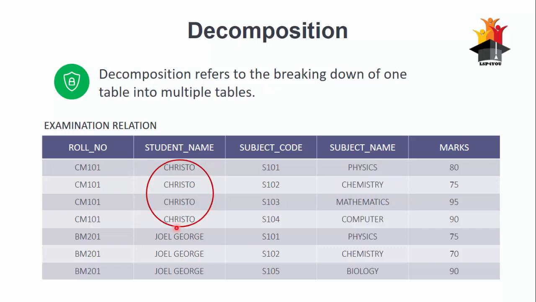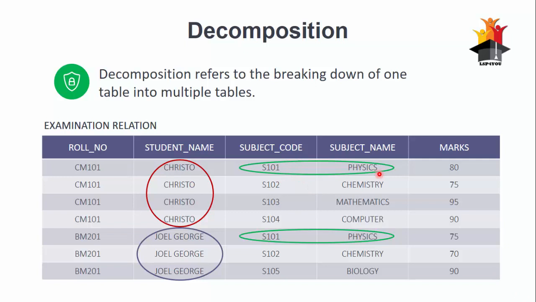The name of the student Christo has been repeated 4 times because he has written the examination for 4 different subjects. The name of the student Joel George is also repeated 3 times because he has written 3 examinations for 3 different subjects. Again, the subject code S101, subject name physics, is repeated 2 times because the same subject has been written by 2 different students. So this is redundancy of data. Again, the subject name chemistry is also repeated many times.